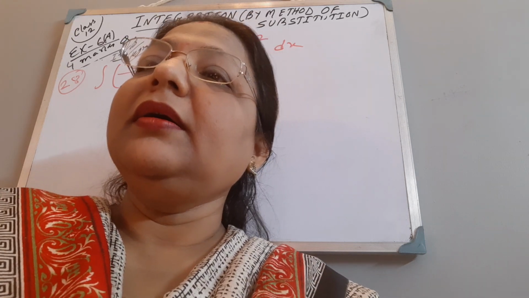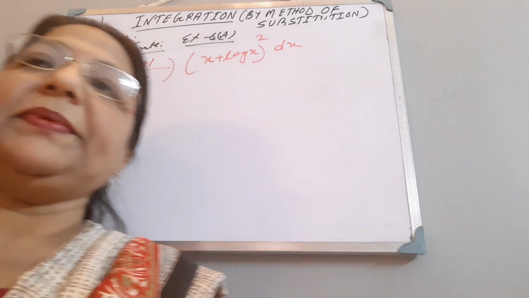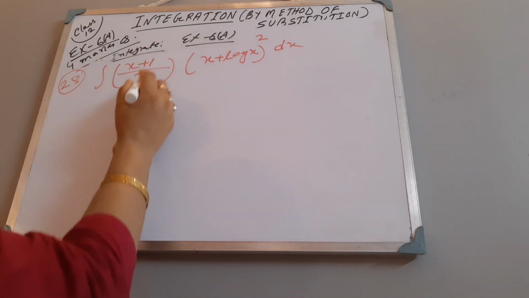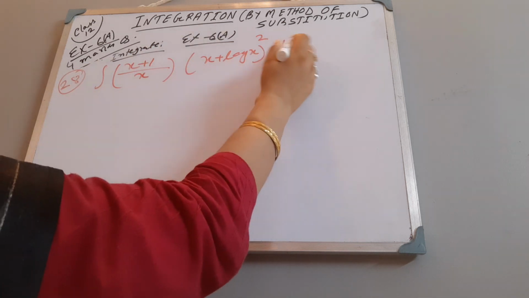Next sum, number 28, exercise 6, same chapter, by the method of substitution. This is again a 4 marks question. The question written here is: integral of (x plus 1 by x) by (x plus log x) whole square dx.